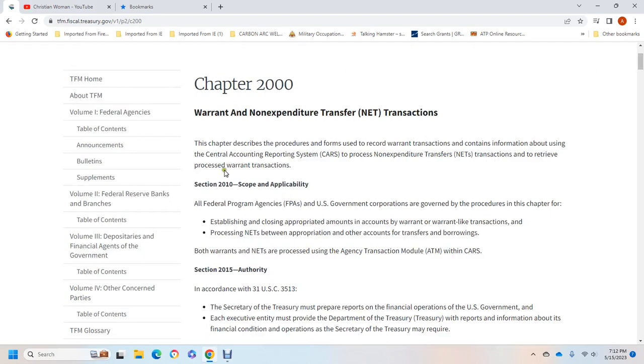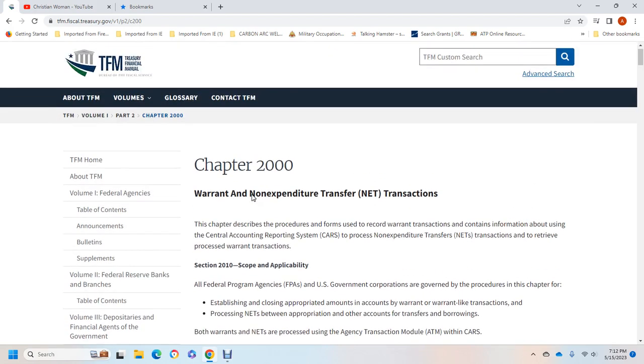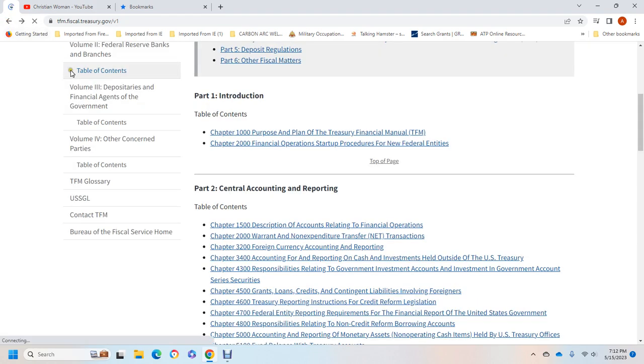And that was Chapter 2000, Volume 1, Federal Agencies, Treasury Financial Management Agencies, Section 2, Chapter 2000. Chapter 320, with the Foreign Currency Accounting Reporting System.